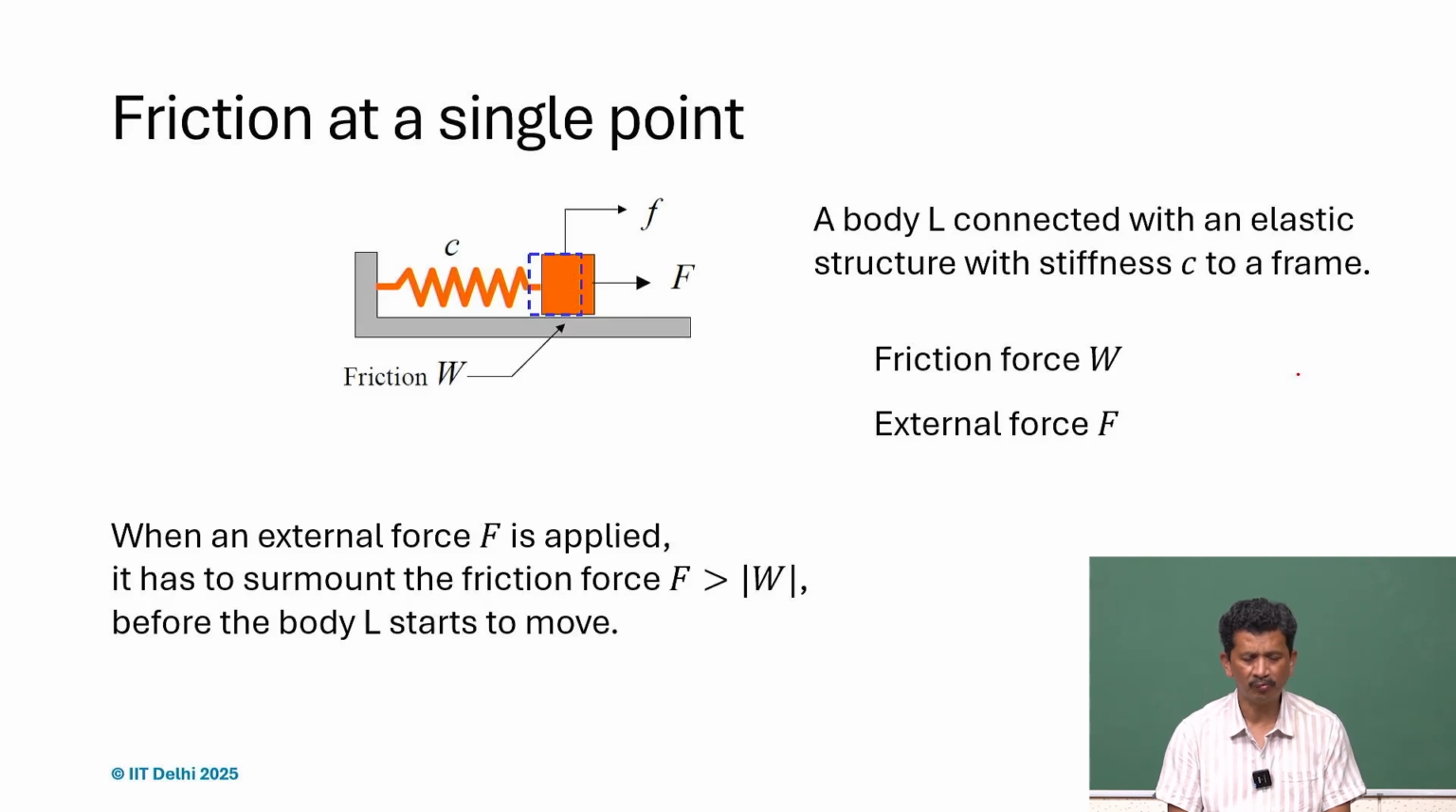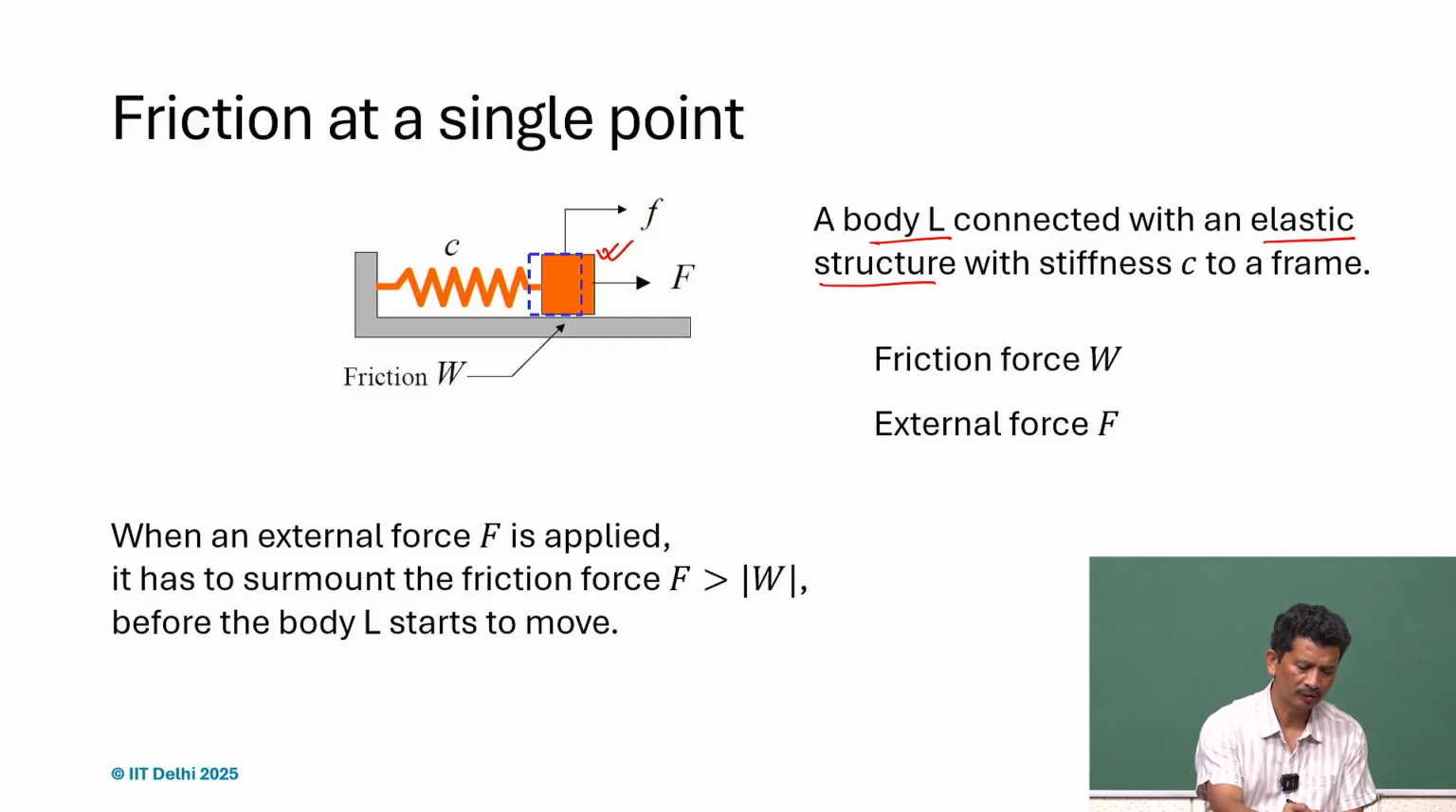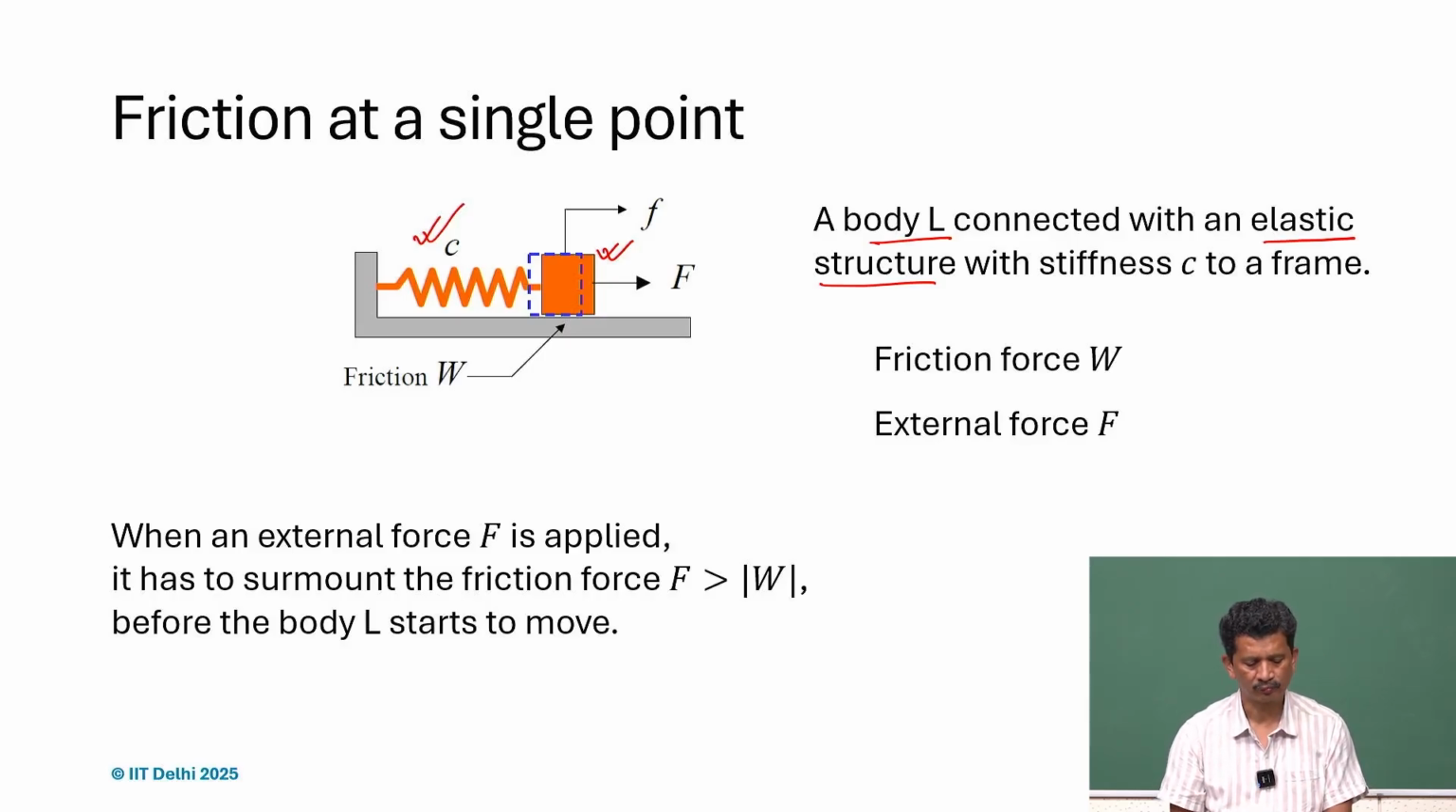So we'll take a very simple example, and suppose we have body L, this body, connected with an elastic element. It can be a component or it can be a spring, with stiffness C here. It can simply be a bar also. So this can be connected to a body which is of interest to us, and the link or the spring through which it is connected has a stiffness C.